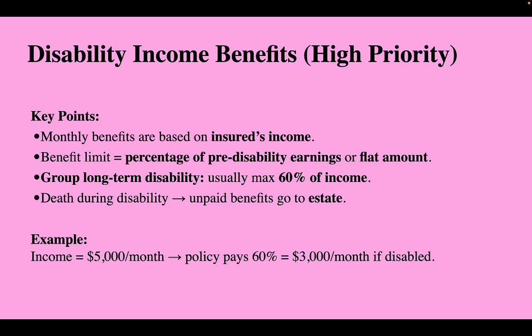Slide 2. Disability income benefits. Monthly disability benefits are generally based on the insured's pre-disability income. The benefit amount may be a percentage of earnings or a flat dollar amount, depending on the policy. Group long-term disability plans often cap benefits at around 60% of the employee's income. In the event that the insured dies while disabled, any unpaid benefits may be paid to the estate. For example, if an individual earns $5,000 per month and becomes disabled, a policy that covers 60% of income would pay $3,000 per month during the period of disability.